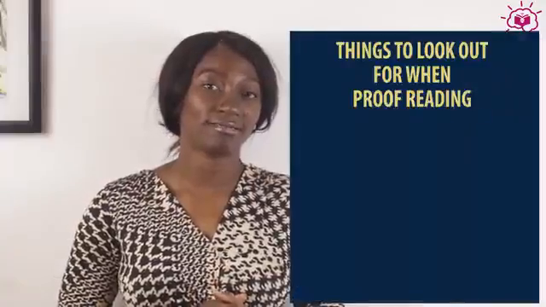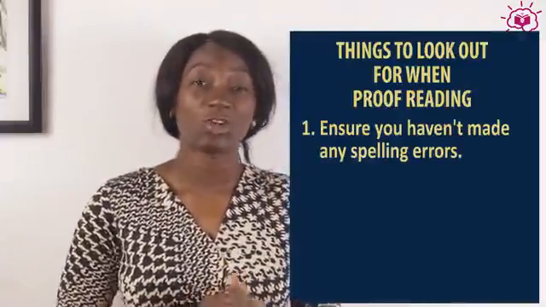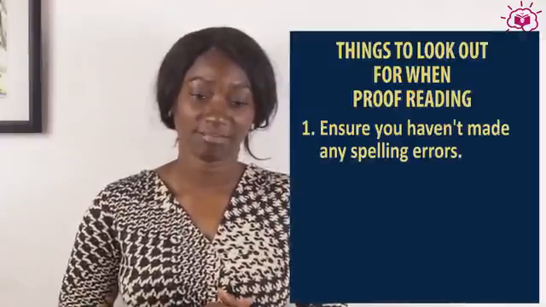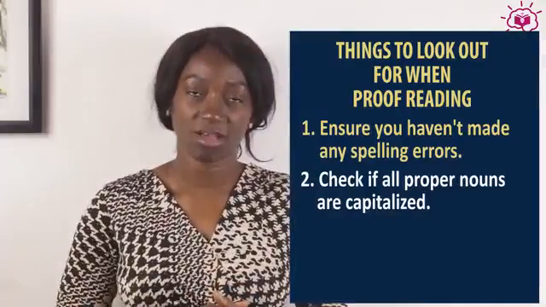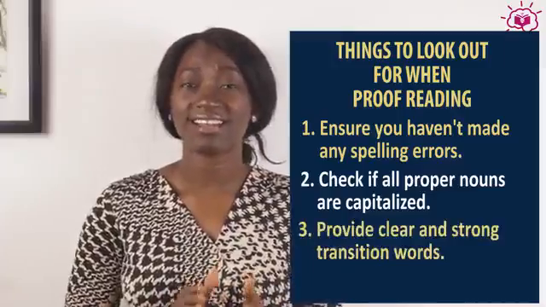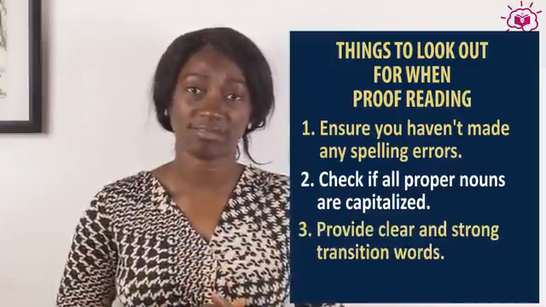Step 4, proofread your work. Wrap up your writing 5 minutes before the end of your allotted time and give your essay a good read through. These are things you can look out for when proofreading your essay. 1. Make sure you haven't made any spelling errors. 2. Check if you have capitalized all proper nouns. 3. Provide clear, strong transition words.